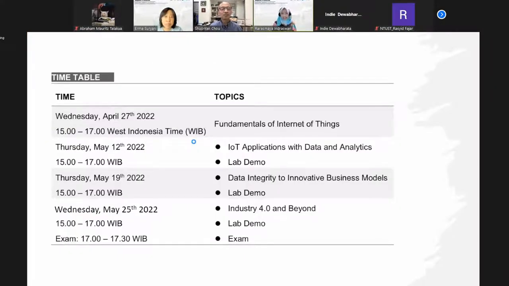This year, the Adjunct Professor Program will be delivered in 4 sessions, and this is the second session of the program. In the previous session, we already talked about the fundamentals of IoT. Today, we will learn about IoT applications related to data and analytics. In this session, we will also have a demo delivered by Prof. Chou's laboratory members.